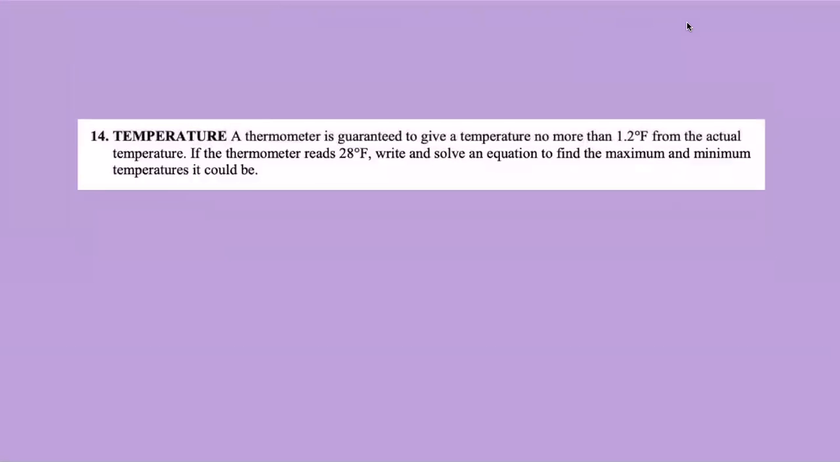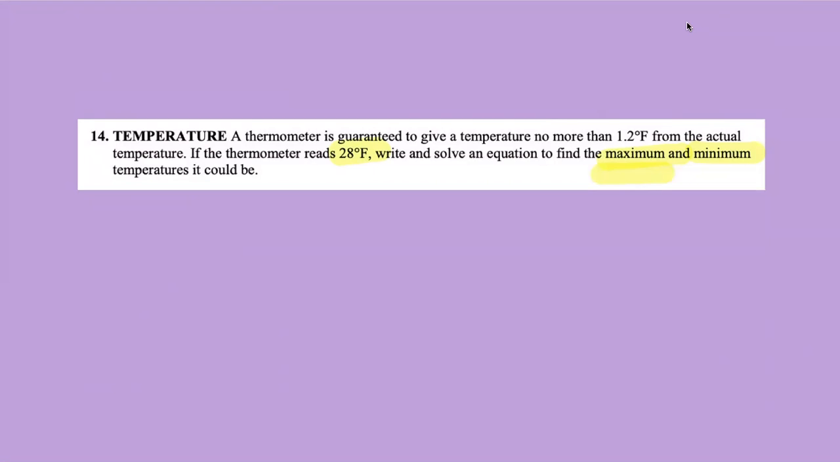Like I said, these should go pretty easy now that you understand this. A thermometer is guaranteed to give a temperature no more than 1.2 degrees Fahrenheit from the actual temperature. If the thermometer reads 28 degrees, write and solve an equation to find the maximum and minimum temperatures it could be. Your maximum and minimum temperatures are basically your distance away from where you want your temperature to be, which is 28 degrees. That's our target number, or our midpoint, because it's halfway between our maximum and our minimum temperature.